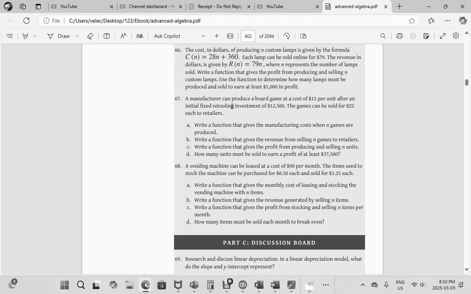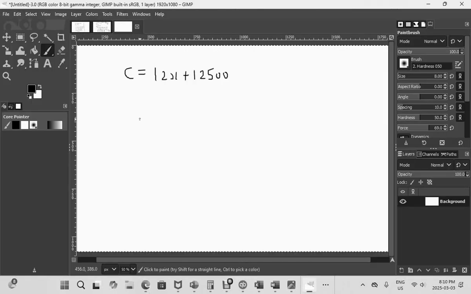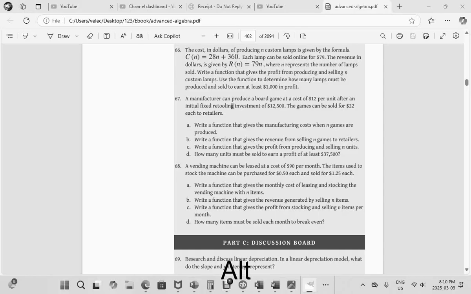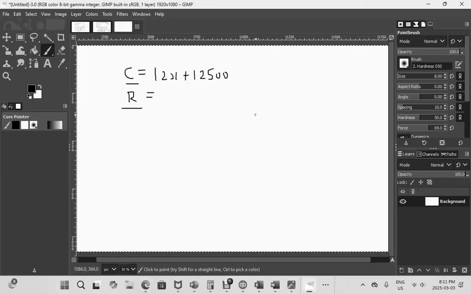Write a function that gives the revenue from selling x games to retailers. Now, this is your cost, and this is your revenue. We know your revenue will be 22x, because the game can be sold for $22 each. We don't know how many units, so x represents the number of units: 22x.